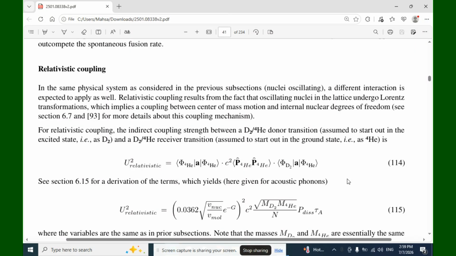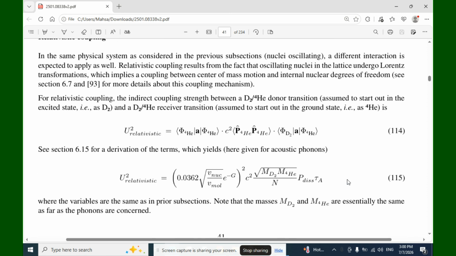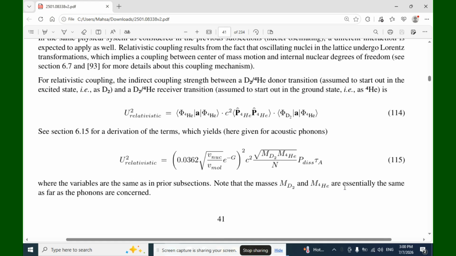Today I want to talk about nuclear fusion with respect to relativistic coupling in the same physical systems as considered in the previous subsections. Nuclear oscillating, a different interaction is expected to apply as well. Relativistic coupling results from the fact that oscillating nuclei in the lattice undergo Lorentz transformations, which implies a coupling between its center of mass motion and internal nuclear degrees of freedom. See section 6.7 and reference 93 for more details about this coupling mechanism.